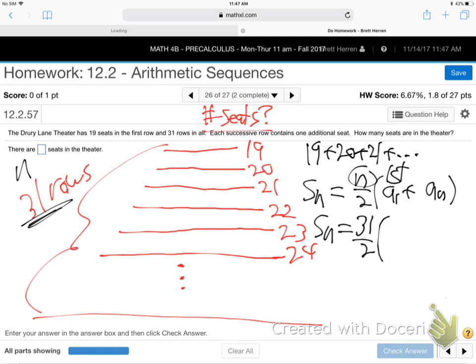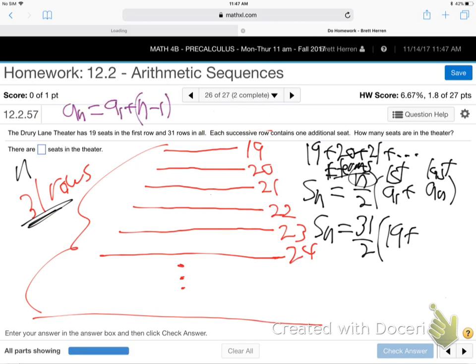A1 means first term. AN means last term. N again was number of terms. So what's the first term? 19. What's the last term? Nah, I don't know. So what do I do when I don't know? Go use the other formula, huh? Same kind of thing. So go over here, use the A sub n, A1 plus n minus 1d. So can I get it with that? Get this out of the way a little bit.